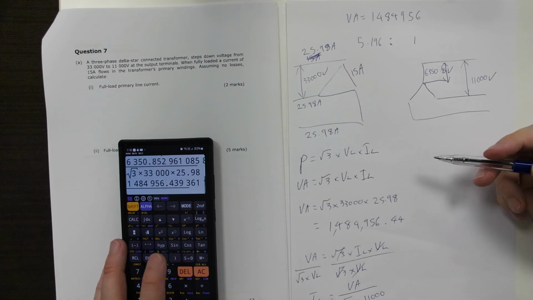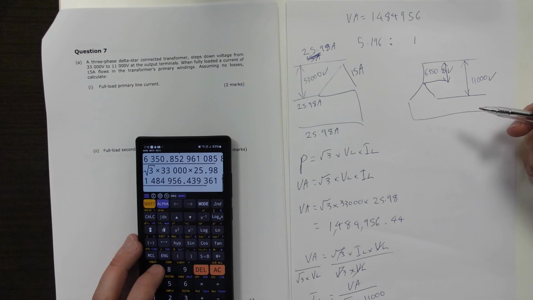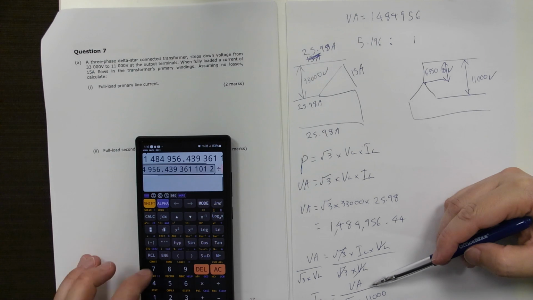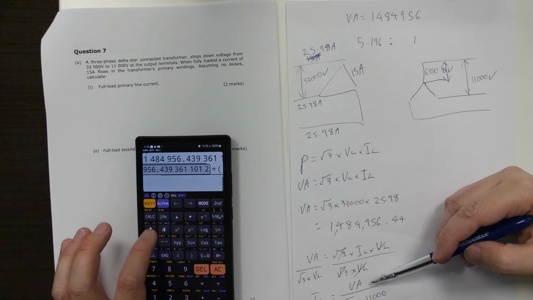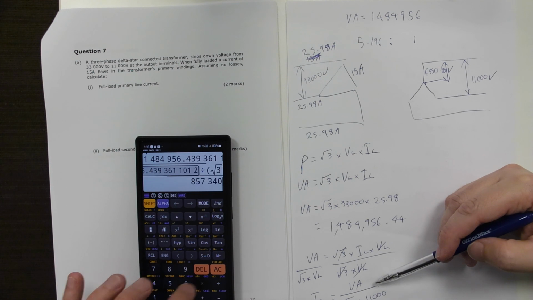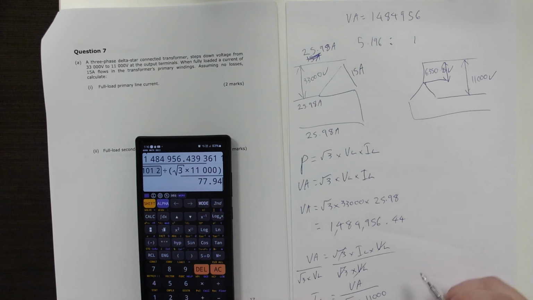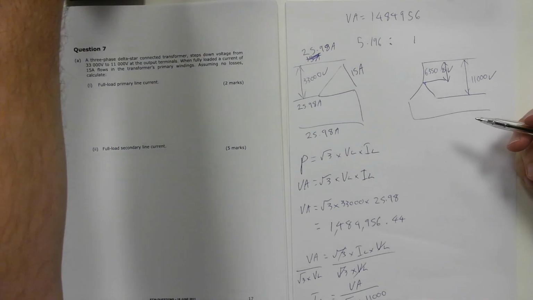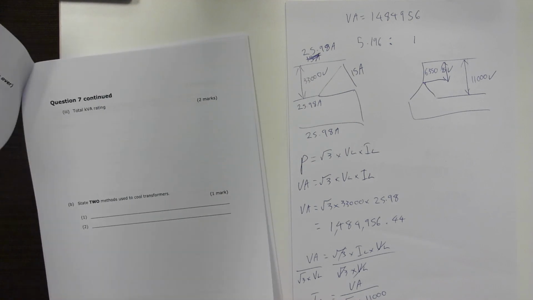So with our previous value still loaded in the calculator, we can put that in because we've got the VA, and then divide by bracket square root of 3 times 11,000. And we get equals 77.94 amps. So that's the full load secondary current. Now we move on to the next part.